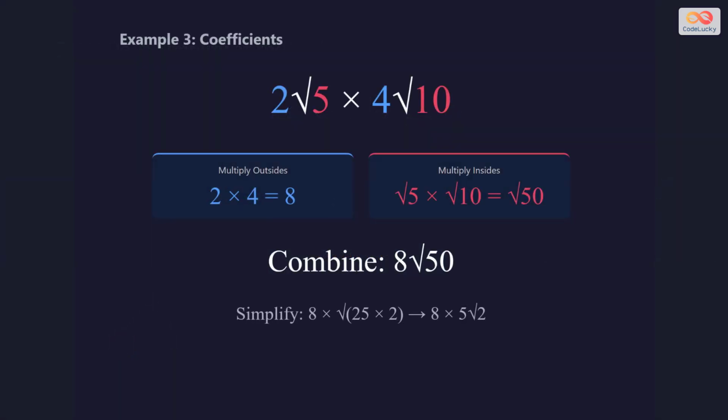Now let's add coefficients. 2 root 5 times 4 root 10. First, multiply the outside numbers. 2 times 4 is 8. Next, multiply the inside numbers. 5 times 10 is 50. We have 8 root 50. To simplify, 50 splits into 25 and 2. The square root of 25 is 5. Finally, multiply that 5 by the 8 waiting outside to get 40. The final answer is 40 root 2.